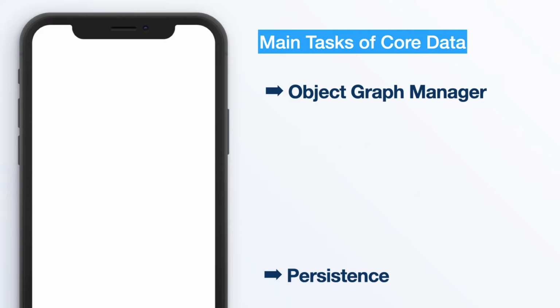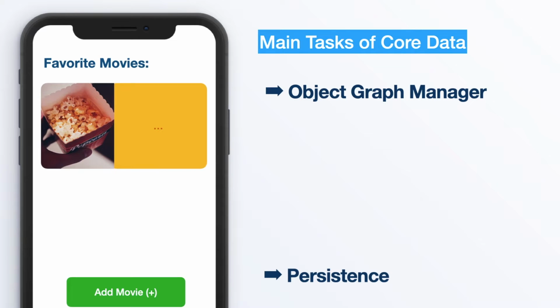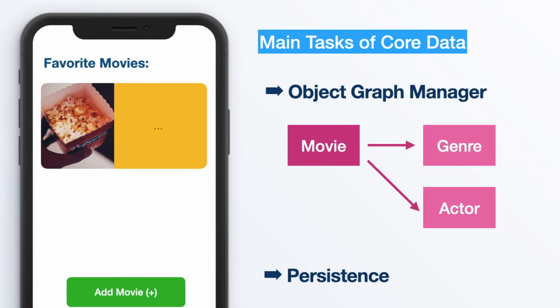So core data has basically two big responsibilities. First of all, it has to be an object graph manager. And secondly, it has to provide persistence. Now, what does it mean to be an object graph manager? Let's say we create an app that stores our favorite movies. If you think about the models in this app, obviously there's going to be some kind of model that represents the movie, but there may also be other models that represent the genres and the actors.